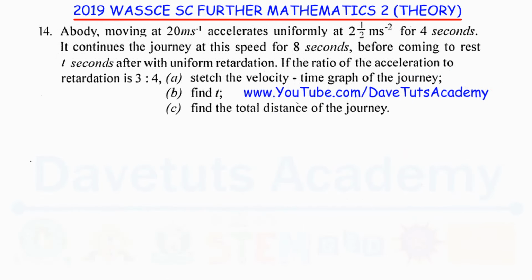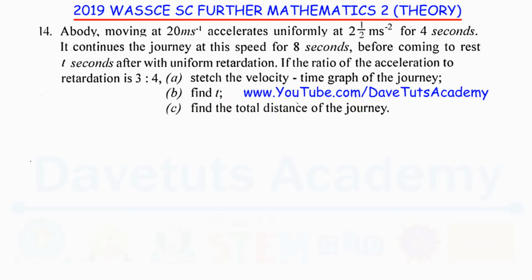Here is a question on the velocity time graph in mechanics, and we are told that a body moving at 20 meters per second accelerates uniformly at 2.5 meters per second squared for 4 seconds. It continues the journey at this speed for 8 seconds before coming to rest 3 seconds after that with uniform retardation. If the ratio of the acceleration to retardation is 3:4, first we have to sketch the velocity time graph of the journey, we have to find t, and we have to find the total distance of the journey.